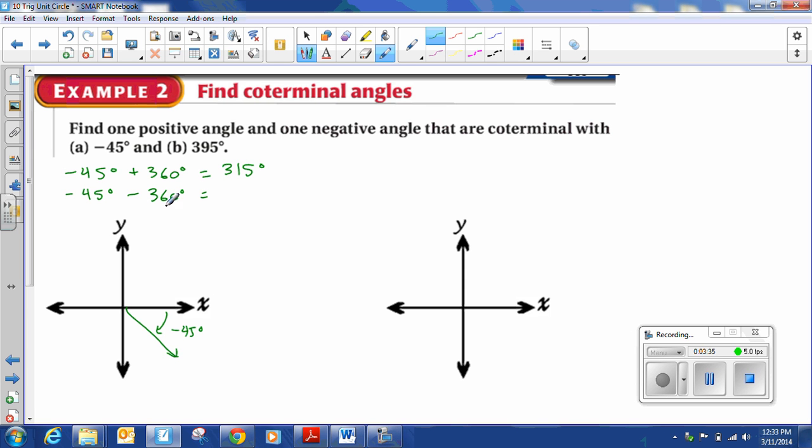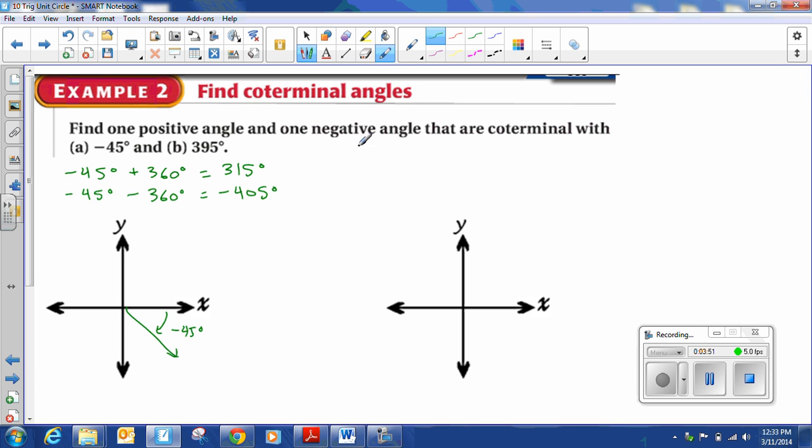Now let's go ahead and find a negative coterminal angle. Let's subtract 360. This would give us negative 405 degrees. And as you can see, if we went negative 405 degrees, we would go negative 360 once around the circle, and an additional negative 45 to give us negative 405, which would be coterminal.